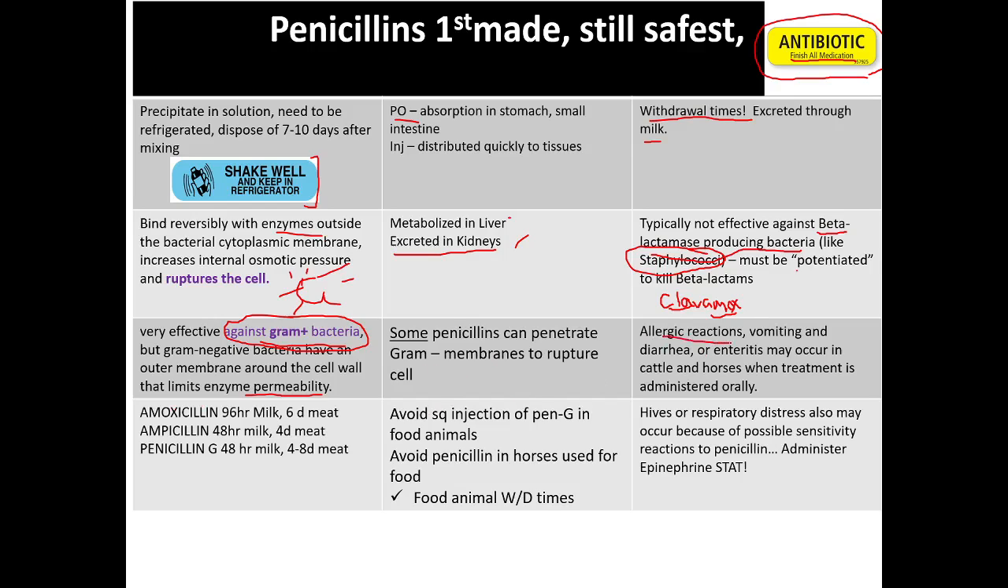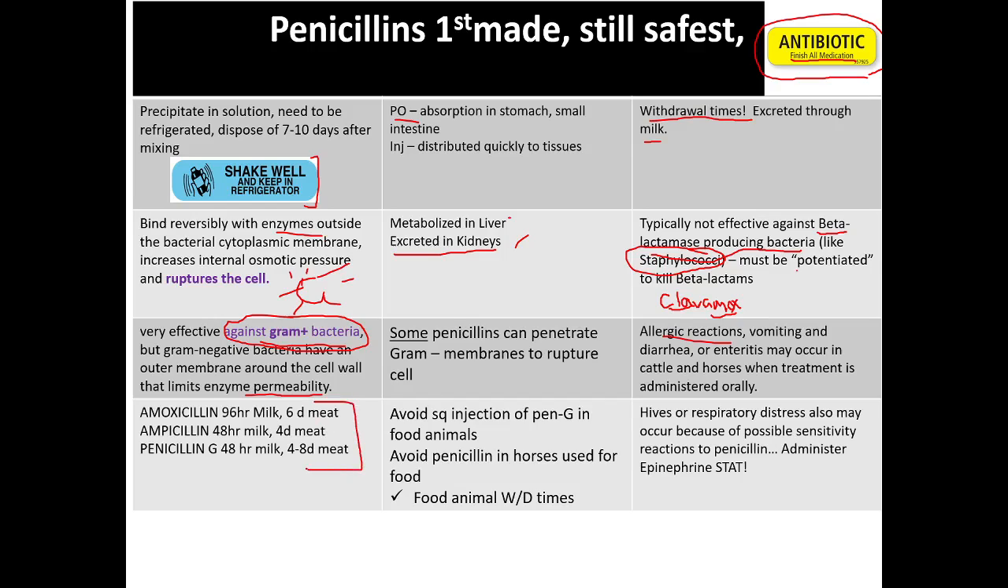Allergic reactions. So if any of you are allergic to penicillins or amoxicillin, you know about this. We'll see vomiting, diarrhea, if you take it on an empty stomach, or enteritis in cattle and horses if we give it orally. We want to avoid sub-Q injection of penicillin procaine G in food animals and avoid penicillin in horses used for food. We have to check those food withdrawal times.